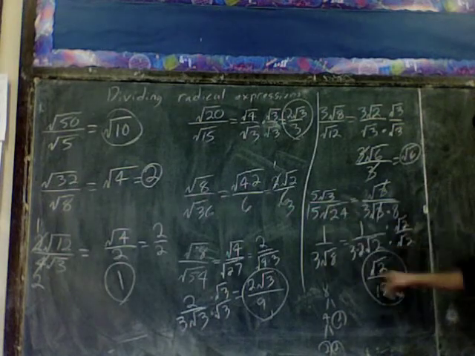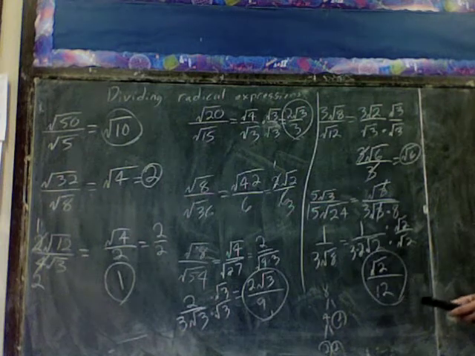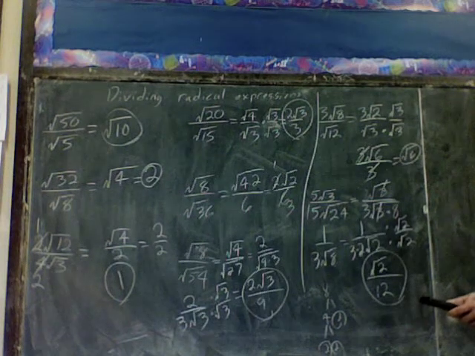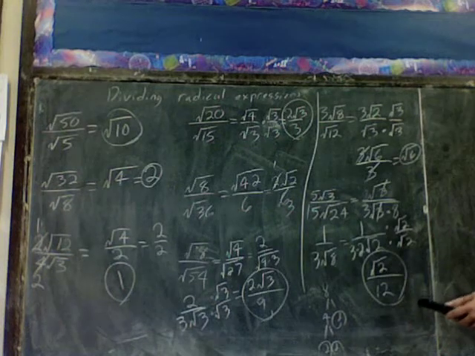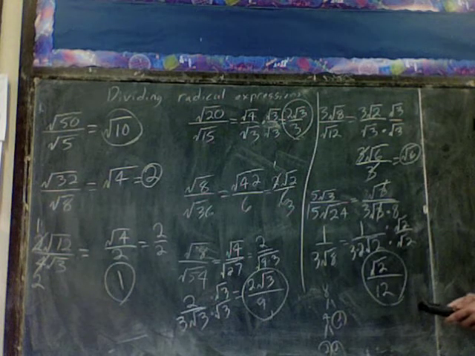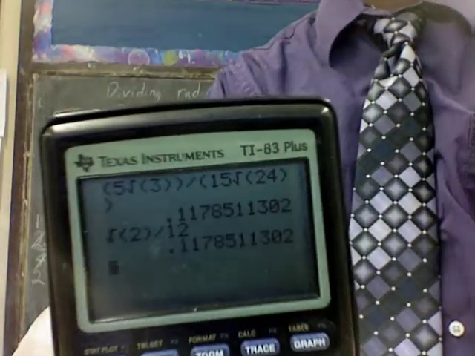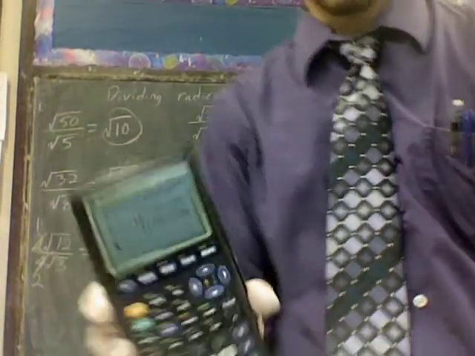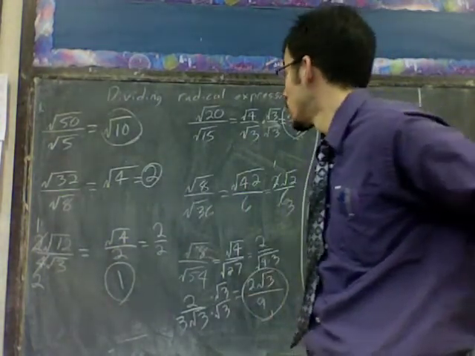And if we type this in and we type this in, we will get the exact same thing. 5 square root of 3 divided by 15 square root of 24. And then we get square root of 2 divided by 12. And in this case, they are the exact same. And that is that. That's really all you need to know about square roots.